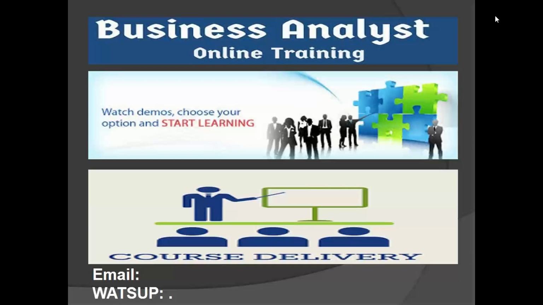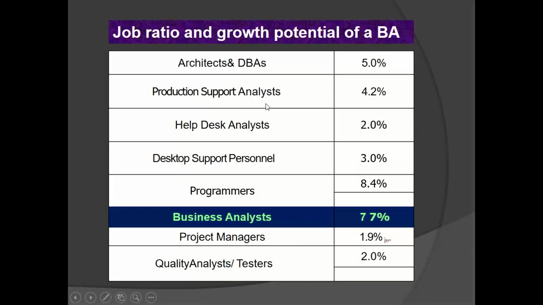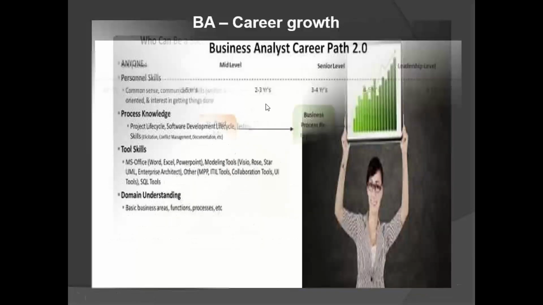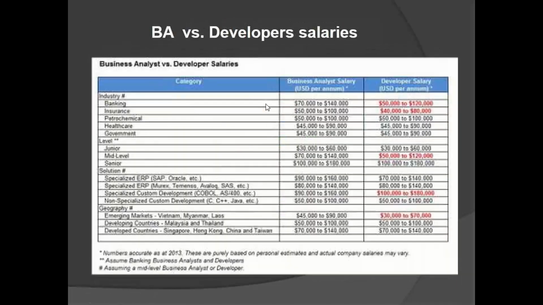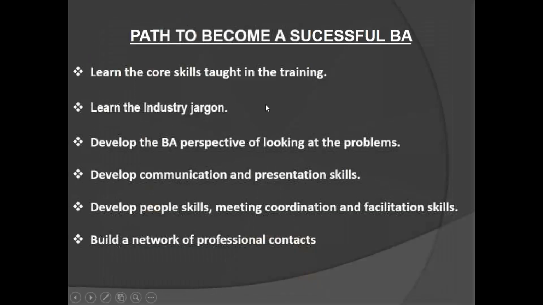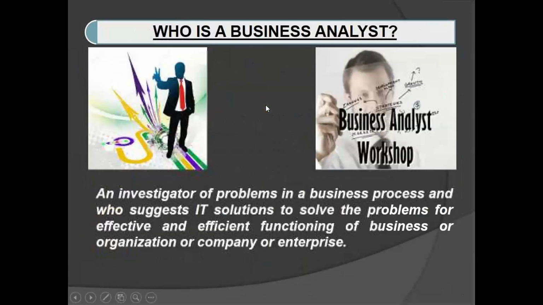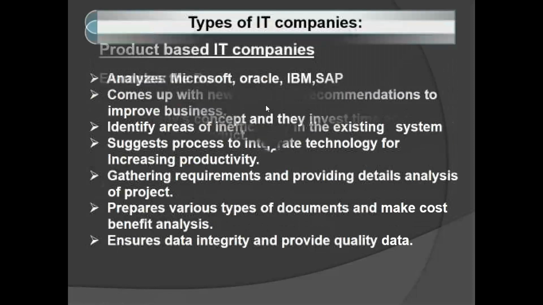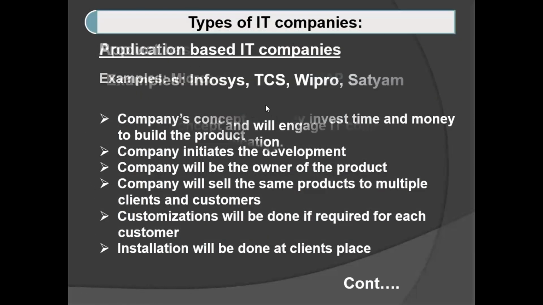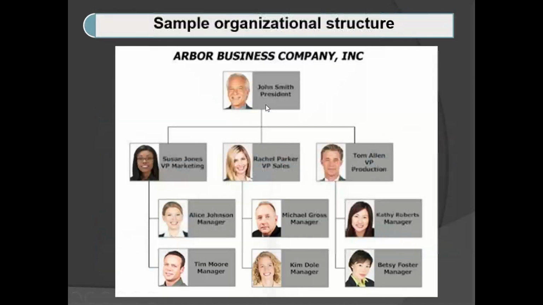Okay, so yesterday we were in module number 1 and we have completed a couple of topics. I explained the history and origin of a BA, that is before 1980s and after 1980s. Then I explained who is a business analyst and what is business analysis. Then we saw the functions of a BA, and types of IT companies, that is product-based IT company and service-based IT company. Then I explained the IT hierarchy.